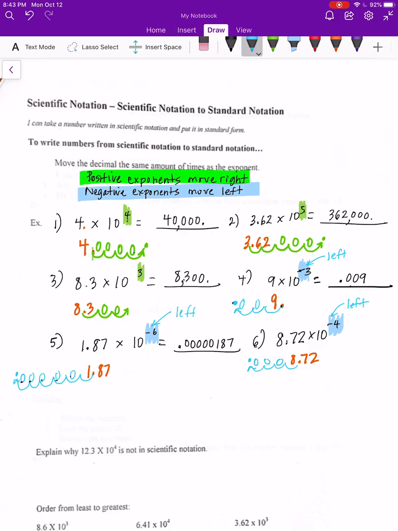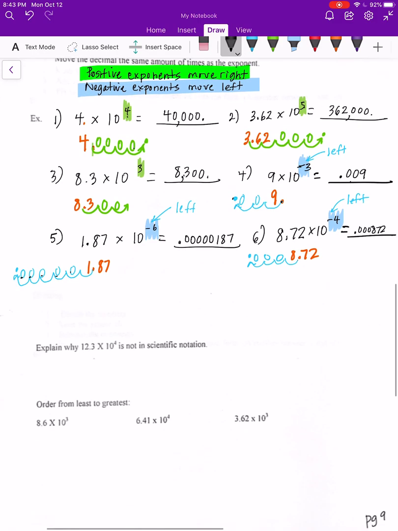Put zeros in for placeholders. So my answer would be decimal point 0.000872. Remember to remove it from its old location. It's at the new location now. And that is how you move it from scientific to standard.